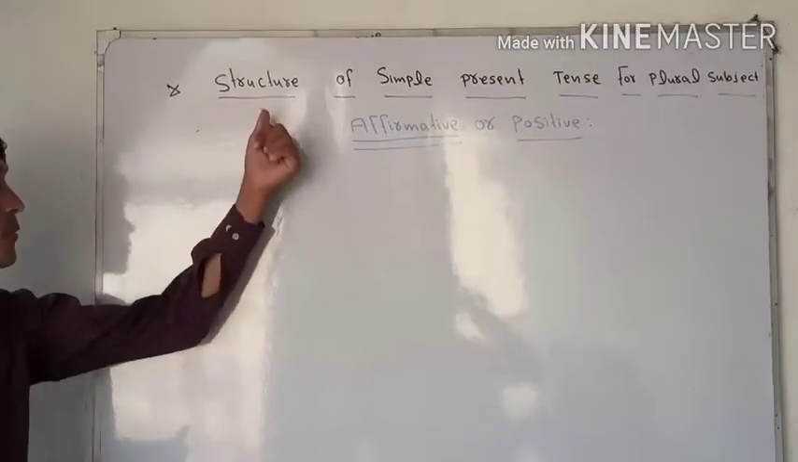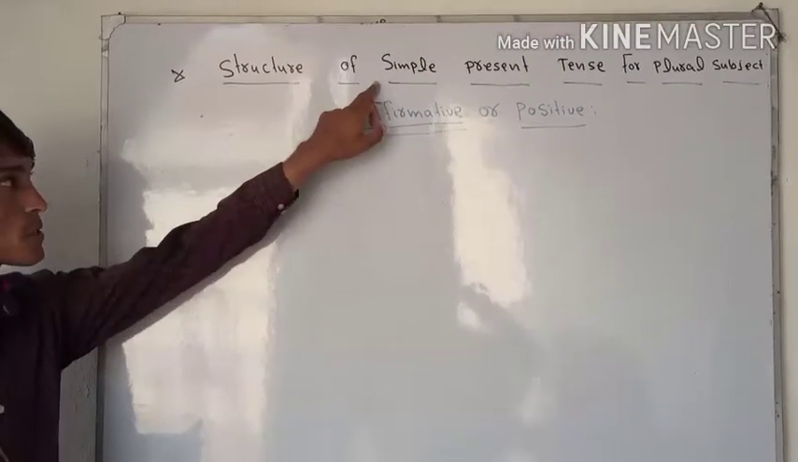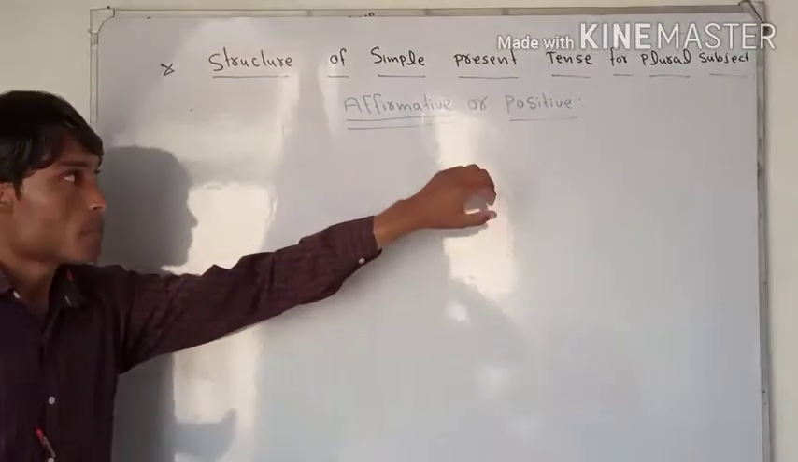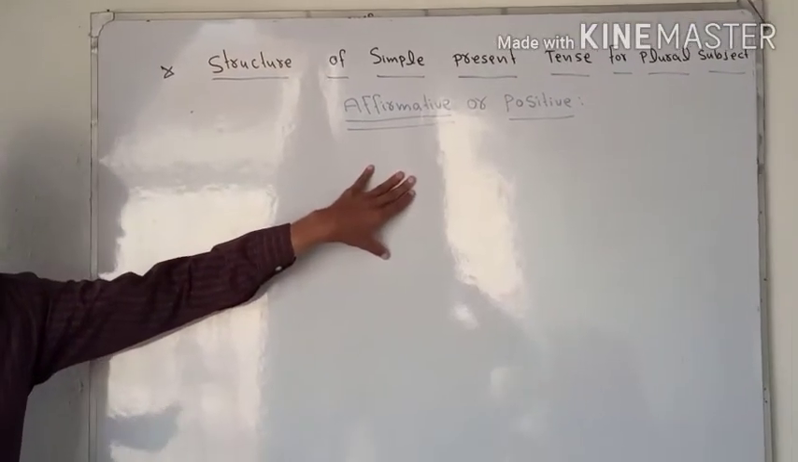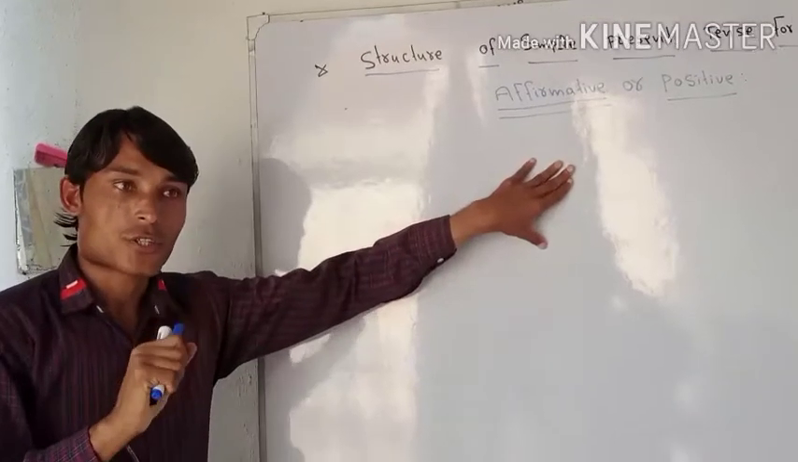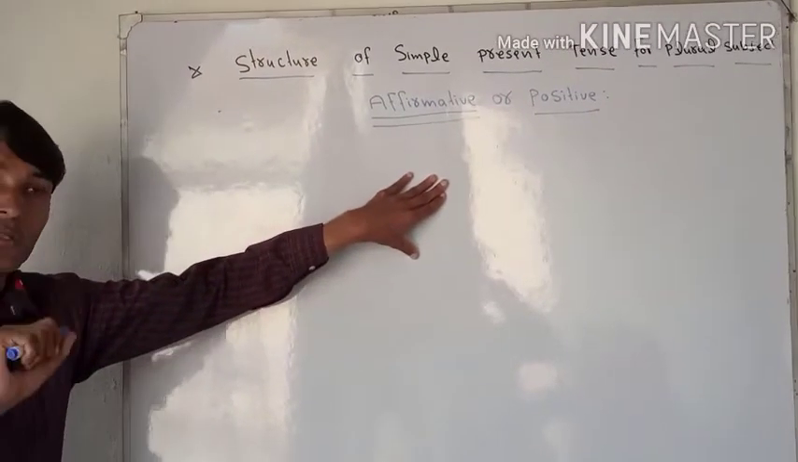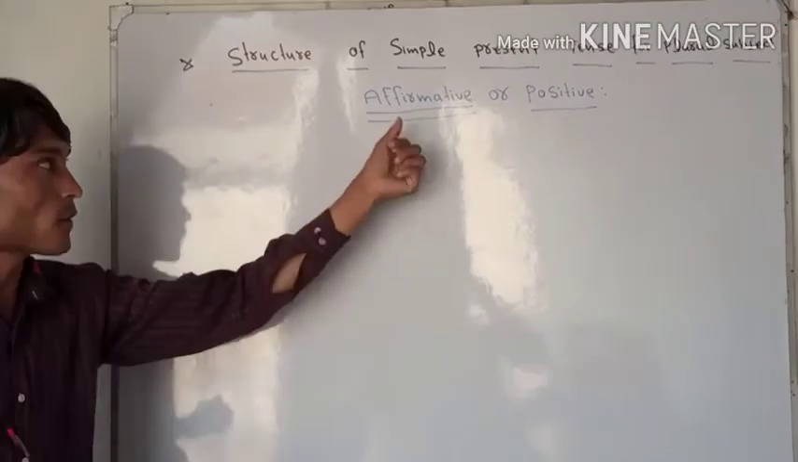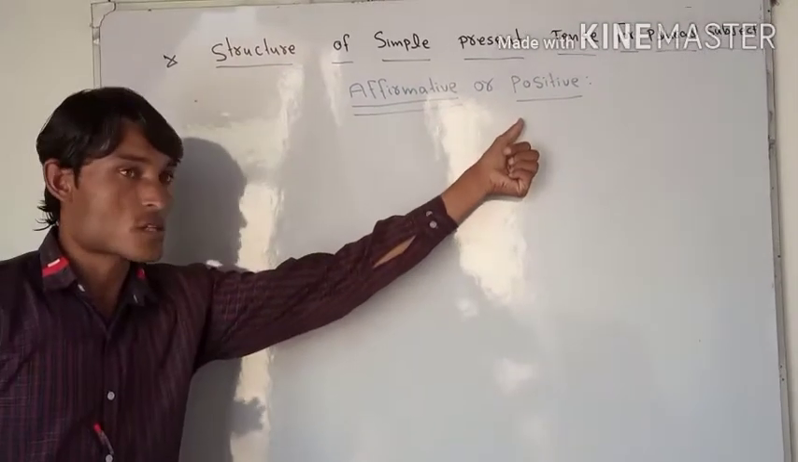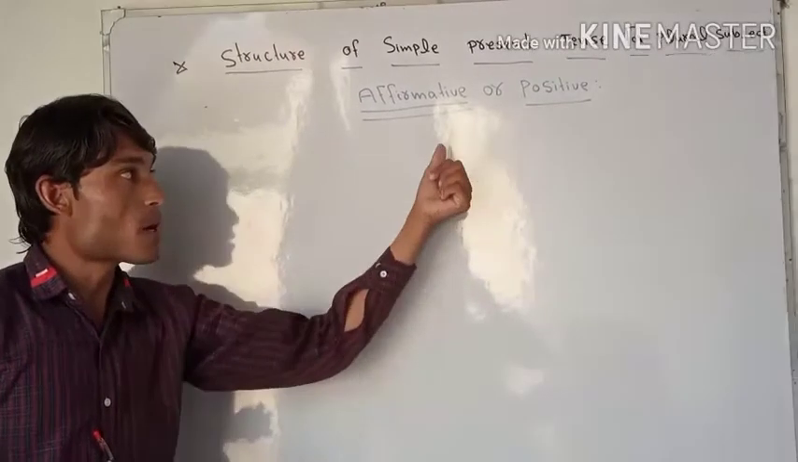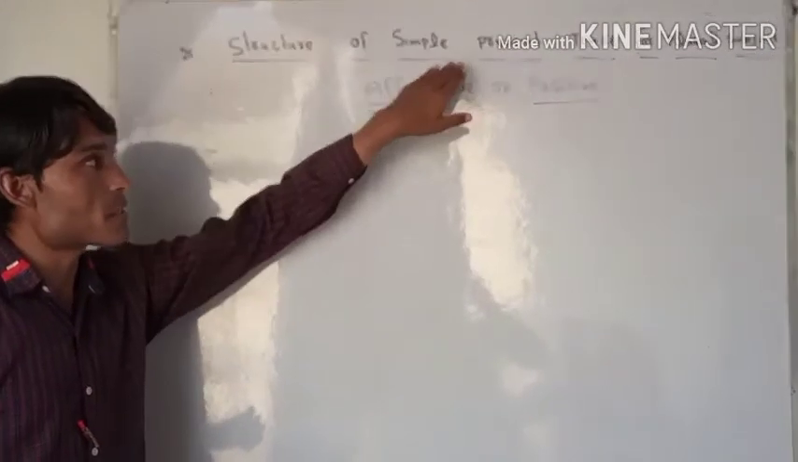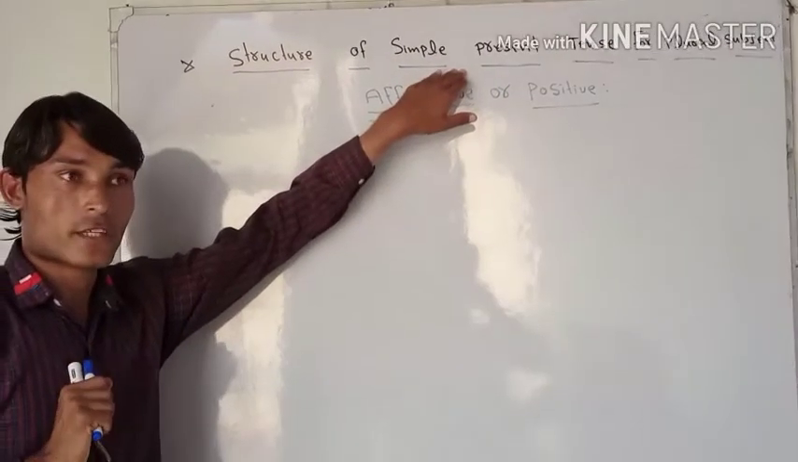In this video, I would like to teach you the structure of simple present tense for plural subjects. Before this video, I have taught the affirmative structure of simple present tense for the singular subject. Now in this video, I would like to teach you affirmative, or positive statements, or positive sentence structure of simple present tense. Simple present tense is also called present indefinite tense.